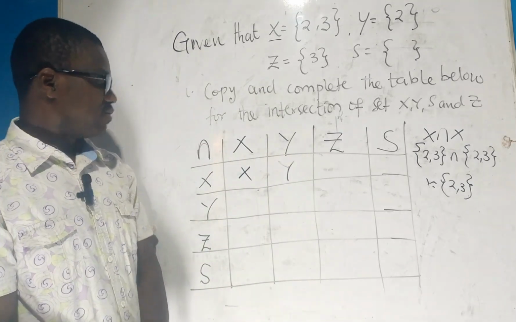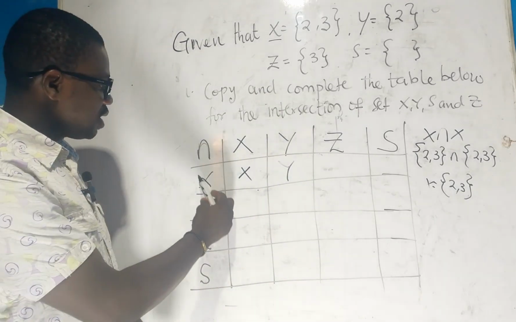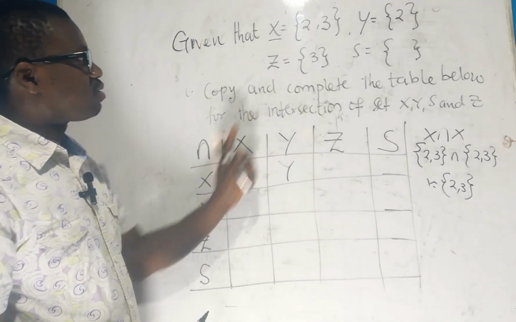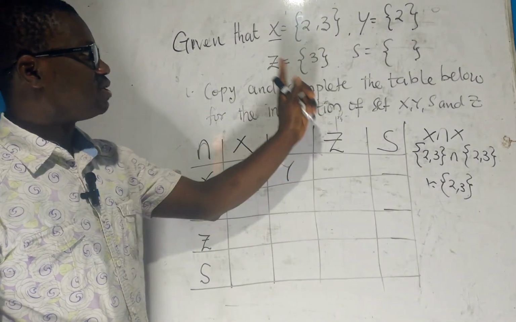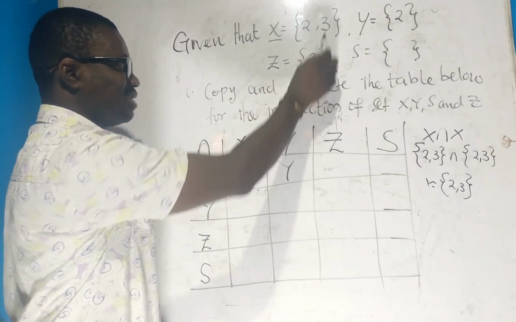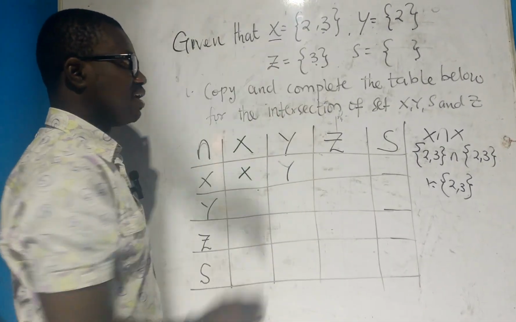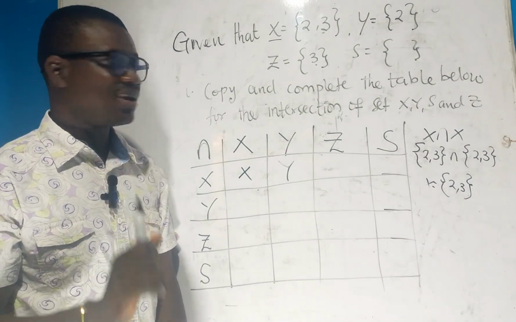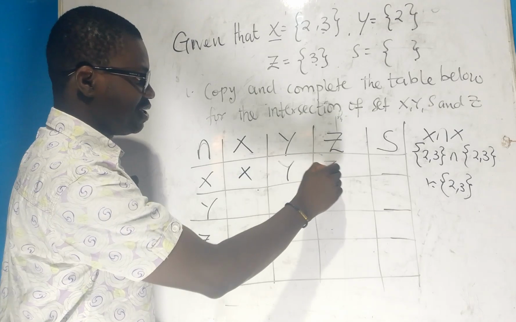Now let's look at the third one. X intersection z is an interesting question. X, which is {2, 3}, intersection z, which is {3}. What is the common element? 3, right? So we have 3 here and 3 here, so the answer is 3. And the answer 3, which set contains it? Z. So you put the z there.